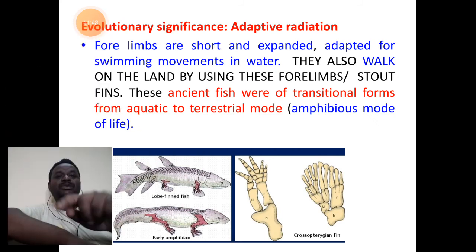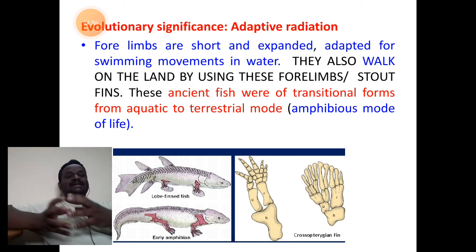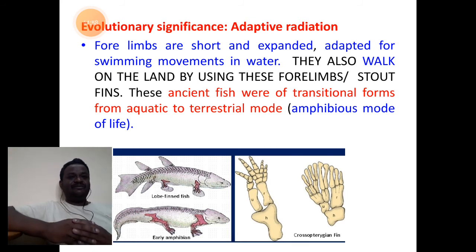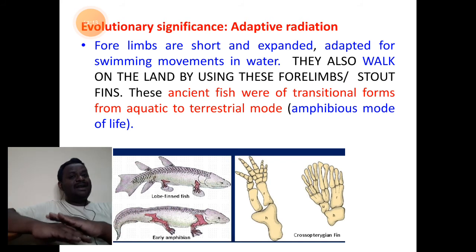Then where is the adaptive change? Change is with reference to the functions. We know the forelimbs of these ancestral forms of fishes were short and stout, expanded, adapted for swimming movement in the water. So they need to propel the water inside. Thereby the structures are modified, but the internal organization of bones remains the same.